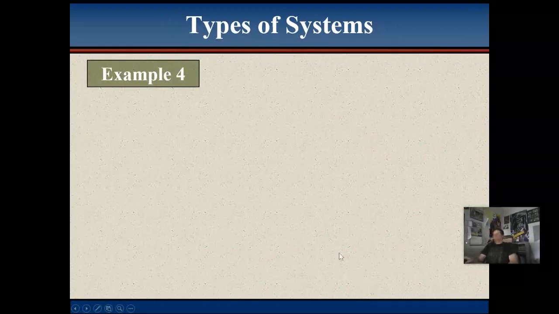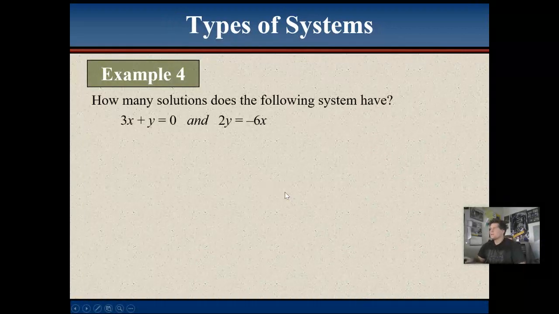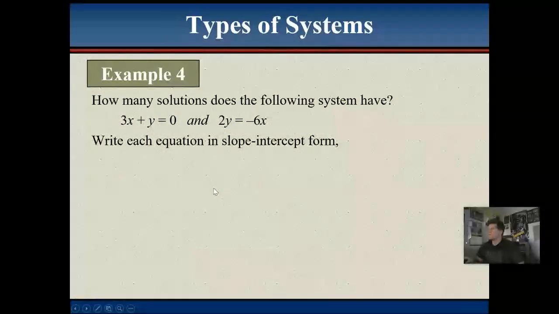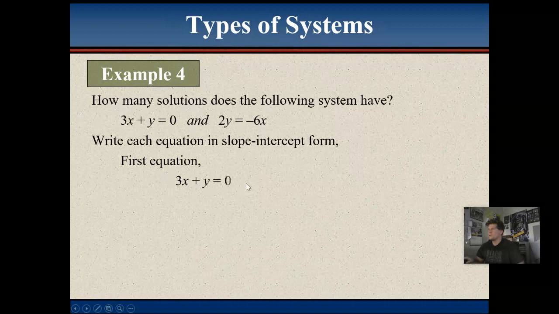Let's do another one. Same type of question. Now we're looking at 3x plus y equals 0, 2y equals negative 6x. So again, solving for y. Let's get that y all alone. First equation, same step as before. Get rid of that 3x by subtracting it. It's a 0 over here, so I don't have any constant. I just have y equals negative 3x.